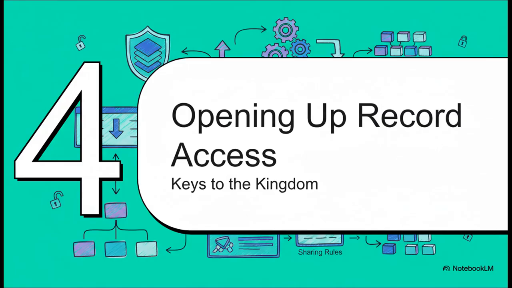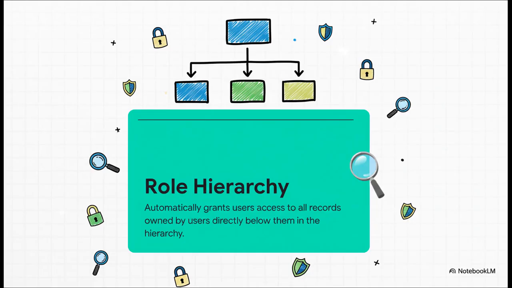All right, so we've set our default lock with the OWD. Now we need to start handing out keys to let specific people in. Let's look at the main tools we have for opening things back up. The role hierarchy is probably the simplest way to open up access. It's all about vertical sharing.